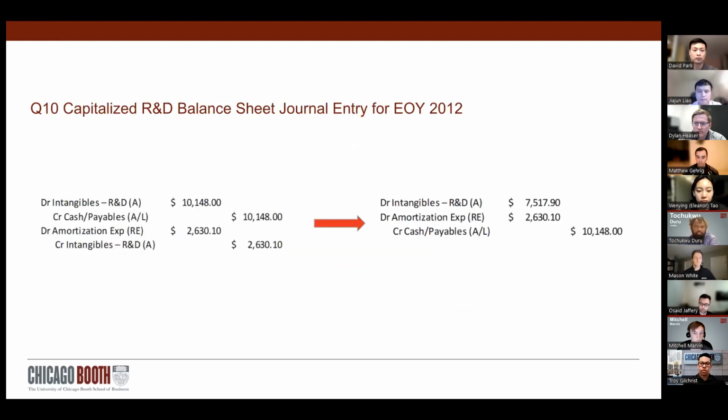For this question, we were looking at what happens if we capitalize the R&D for the end of year 2012, and we have two different journal entries. The first one is the R&D expense for the year. We debit it and then credit cash. And then we also debit the amortization expense for the year, and we credit it to our R&D account. And on the right is just a combined journal entry.